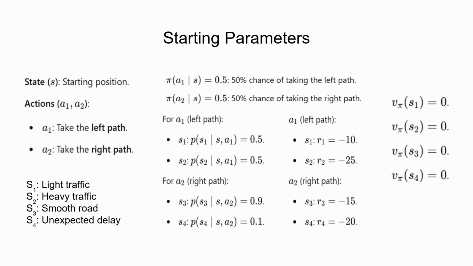From action 2, we can end up in state 3, which is a smooth road and happens 90% of the time, or state 4, which is an unexpected delay and happens 10% of the time. Our policy is probabilistic, with action 1 being taken 50% of the time and action 2 being taken the other 50% of the time. Our rewards for each state transition are as listed, and our values for each subsequent state are initialized to 0, as we don't know their values yet. It is also worthwhile to note we represent the rewards as negatives since they represent the travel time, so the less travel time, the higher the reward.